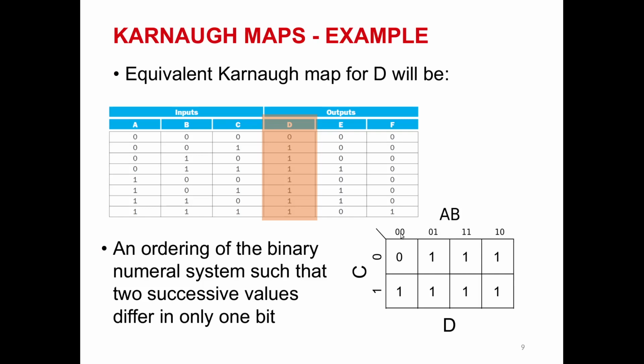So here 0, 0, and then you change B, you have 0, 1, and then you need to change A, and so you have 1, 1, and then you need to change B again for the final value, which will be 1, 0, and for the line you have the value of C.